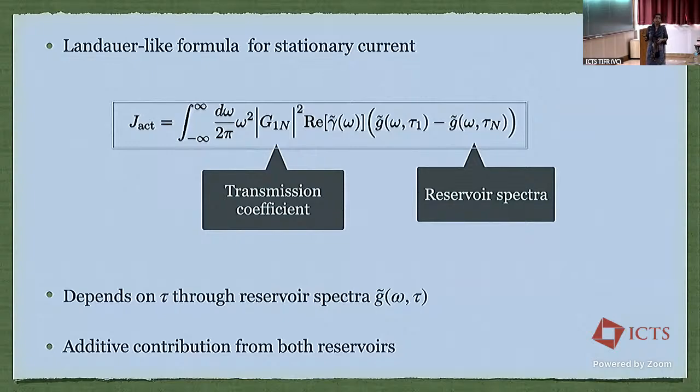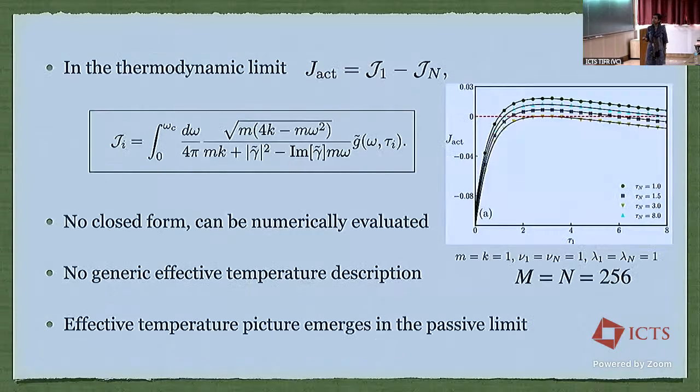So now we have a different kind of behavior of the current, which depends on the activities of both reservoirs through this function. This integral cannot be done explicitly, but we can numerically evaluate it. So let's do that and see what happens. This is a plot of the active current as a function of tau 1, the activity of the left reservoir, for different values of tau n.